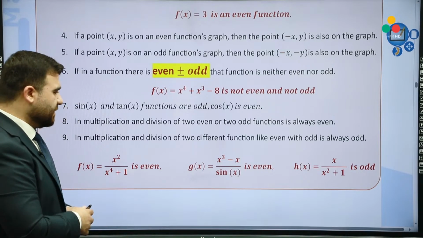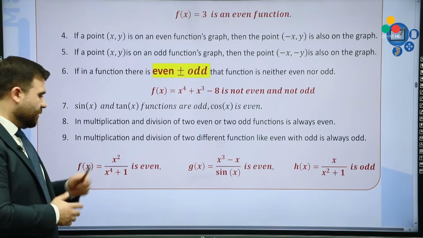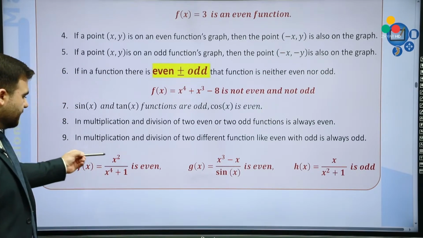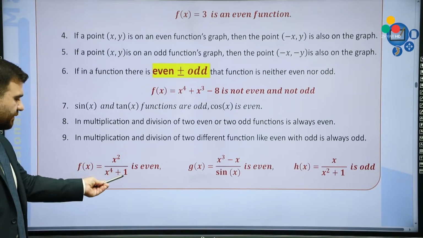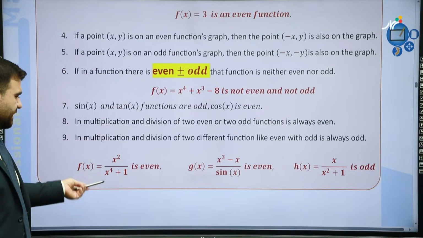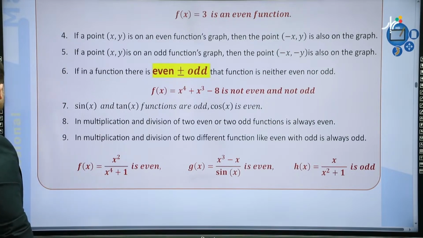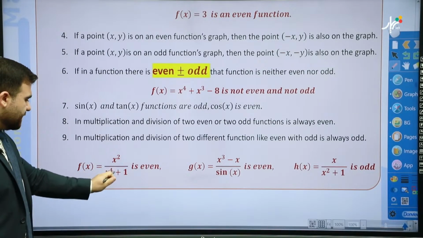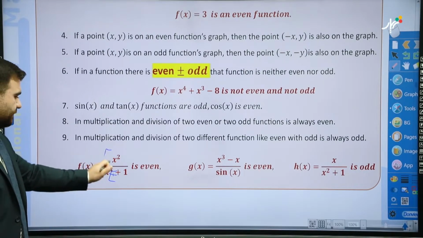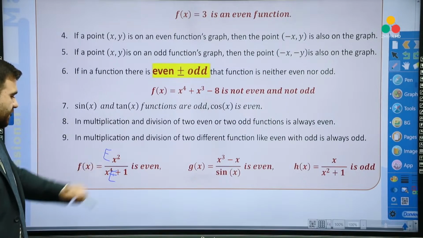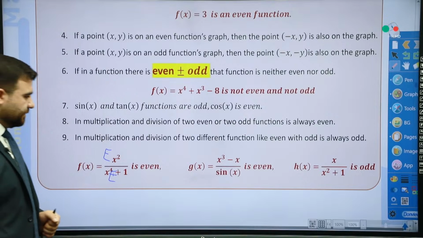We will have exercises later, and we have some quick examples here. This function is even. This one is even. This one is also even. Even plus even is even. That's right. Even plus even, the denominator is even. This even power makes this function even. Then even divided by even, the result is even.